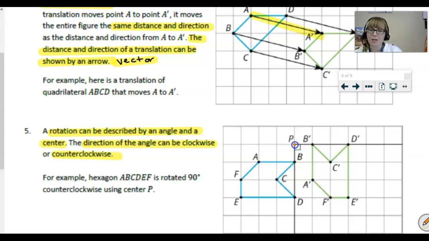Do you see how we have point P? That's our center. Do you see how we've connected point P to point B and point P to point B prime? Notice the angle that's formed. It's drawn in there. It's a right angle. But this is what's so beautiful. When I connect A to P and A prime to P, let me try that again.